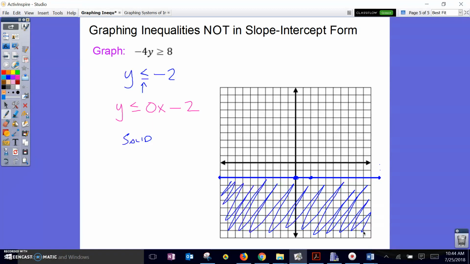All right, and that's some ideas as far as how we graph inequalities when they're not in slope-intercept form.